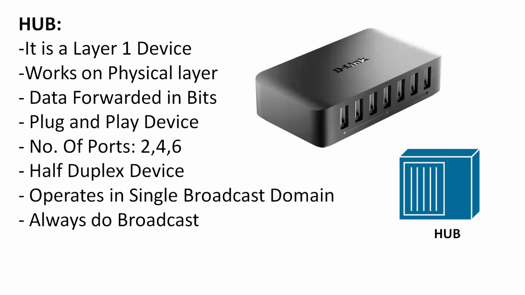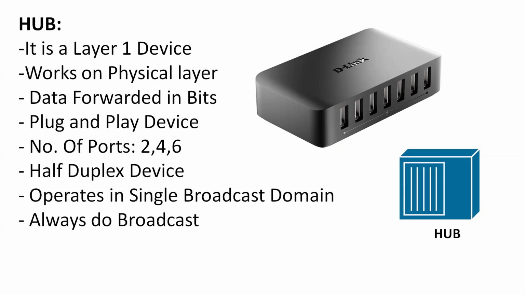Our first device is the hub. A hub sends data to all computers connected to it because it cannot recognize the source or intended destination of the data. It is a layer 1 device, working on the physical layer, with electrical signals or bits. It is half duplex, and data is forwarded in bits. It is a plug and play device, with 2, 4, or 6 ports. It operates in a single broadcast domain, always doing the broadcast. It is a LAN device.